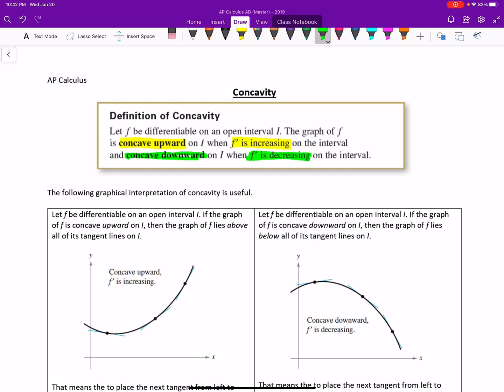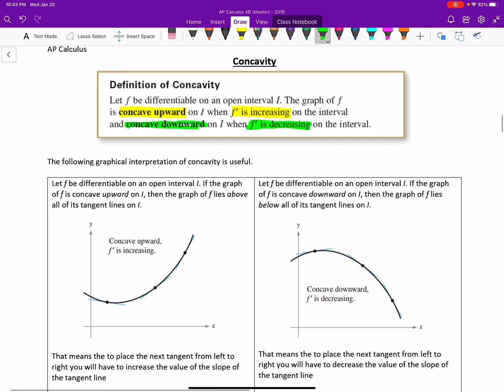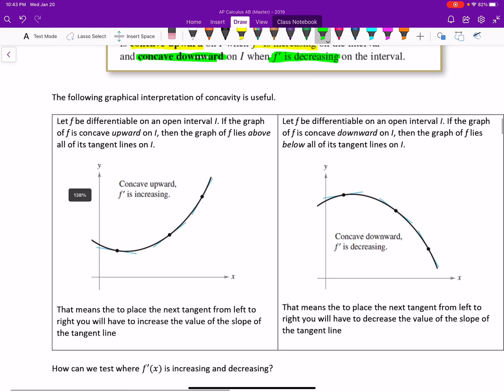Just to keep in mind, if f prime is decreasing, f double prime is going to be negative. So if I take the derivative of a function to figure out where it's increasing or decreasing, I need to see whether the derivative is positive or negative. So they are related. That's why we look at the second derivative when we look at concavity.